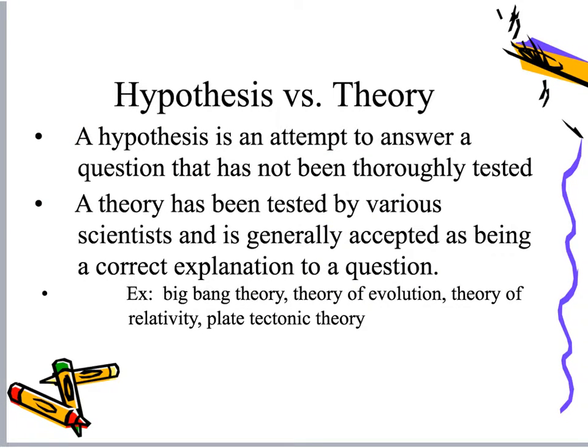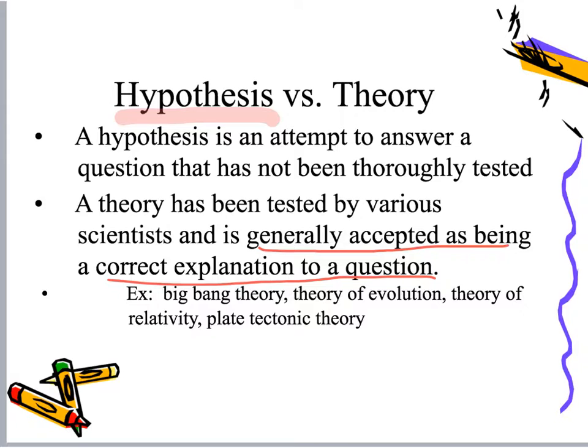So hypothesis versus theory. Okay, remember a hypothesis is an educated guess. Okay, so it's the explanation for what is causing something to happen, the cause of the effect. So recall in this class, we are going to write our hypothesis in an if-then statement. A theory, on the other hand, is essentially a hypothesis that has been tested by various scientists and is generally accepted as being a correct explanation to a question.